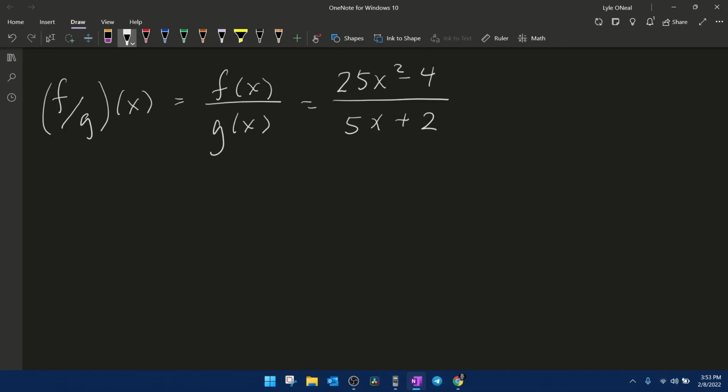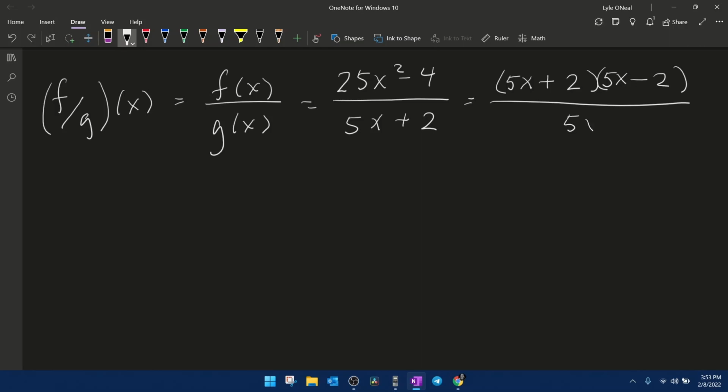But if either the numerator or denominator can factor such that we can reduce a common factor, you need to do that. I happen to notice that the numerator is the difference of two squares, so we're going to need to factor that. The difference of squares always has different signs. The square root of 25 is 5, so that's going to give us 5x and 5x. The square root of 4 is 2.